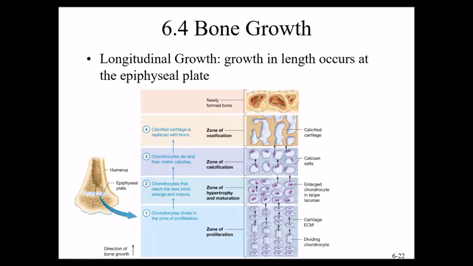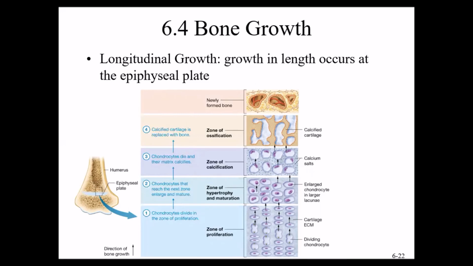That leads us to talking about bone growth. There are two types of bone growth, longitudinal growth and appositional growth, so we need to define these two types. Longitudinal growth is what it sounds like: the bones are growing in length, getting longer. This takes place at the epiphyseal plate, because this is where you have tissue that hasn't ossified yet, hasn't turned into bone yet.